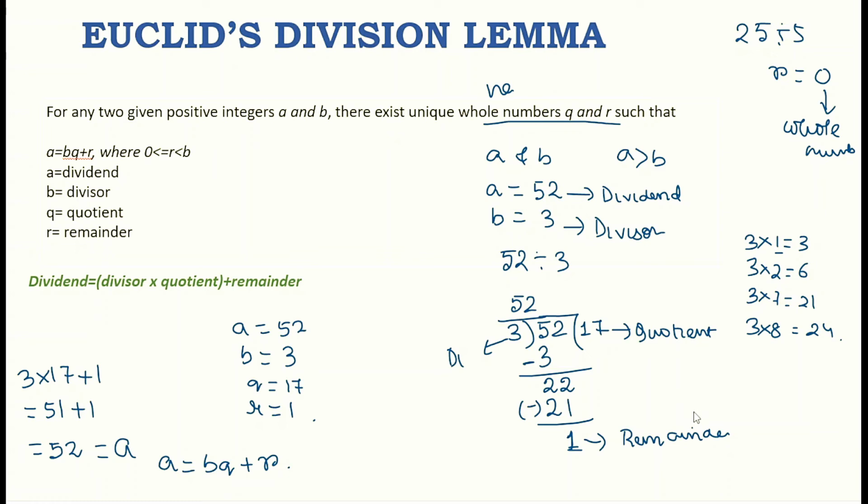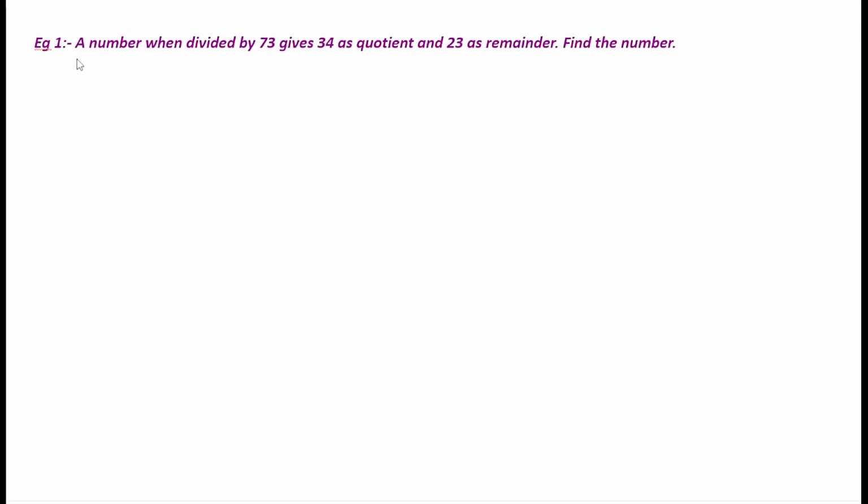So see, Euclid's division lemma tells you about the very basic division method which you have studied in the lower classes. Let's try to understand Euclid's division lemma better with the help of some examples. The first question is: a number when divided by 73 gives 34 as quotient and 23 as remainder.